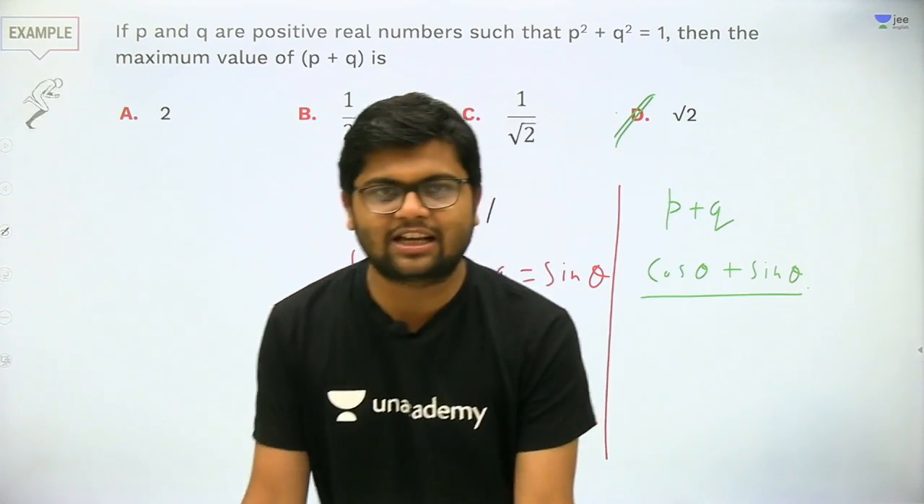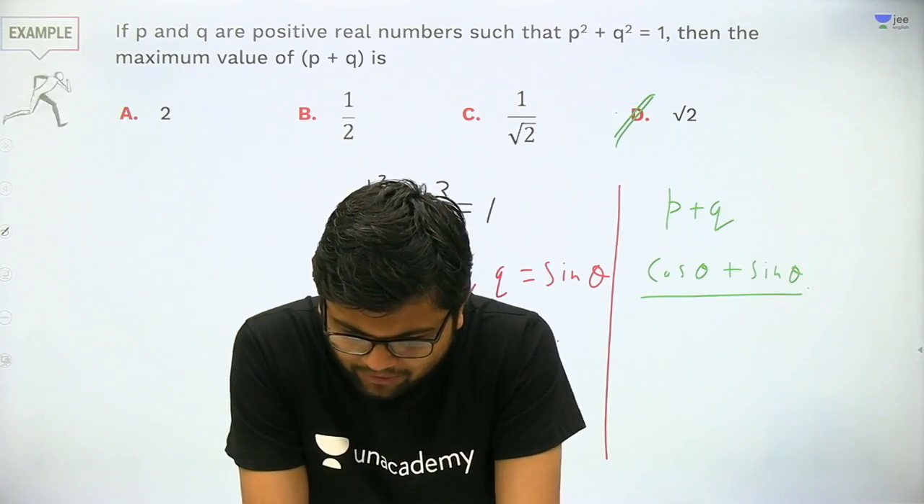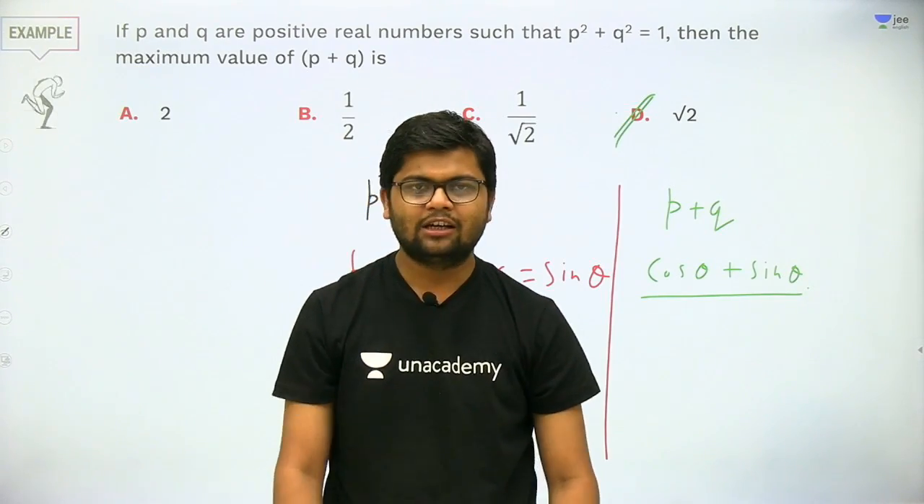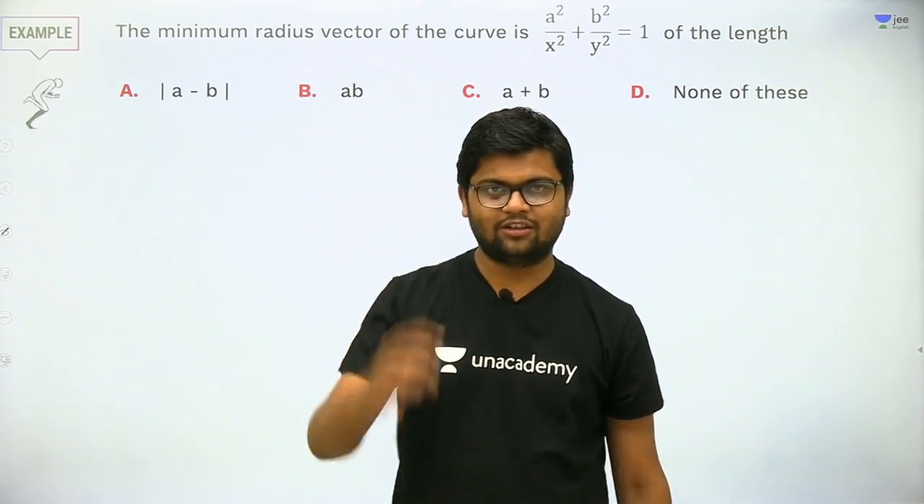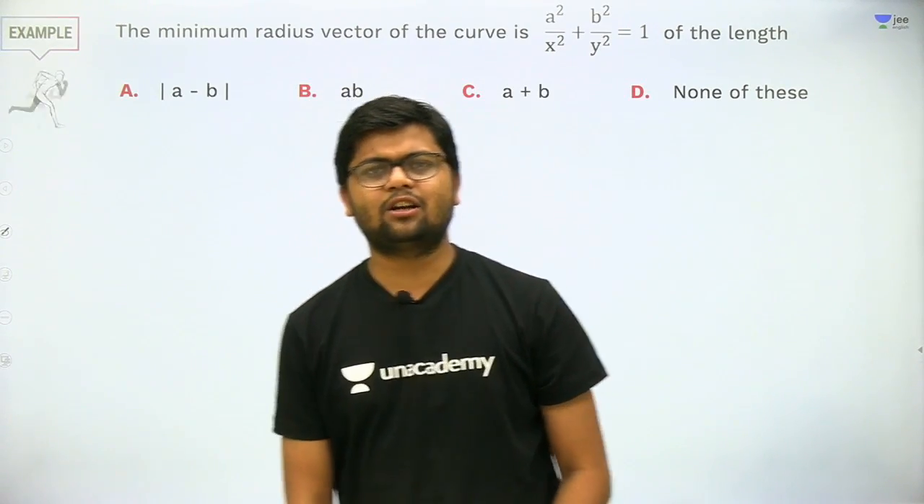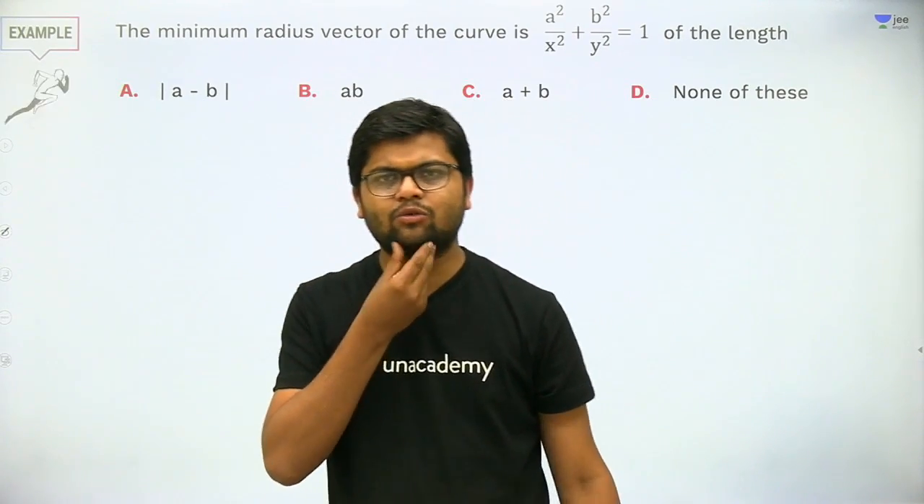If someone wants to ask the angle, it can be easily found out, which is theta equal to pi by 4. Got my point? Very good, students, very good. Next question. This is also a wonderful question. Minimum radius vector of the curve a square upon x square plus b square upon y square equal to 1.